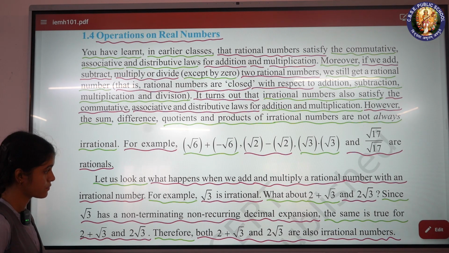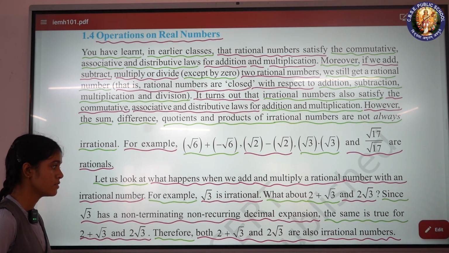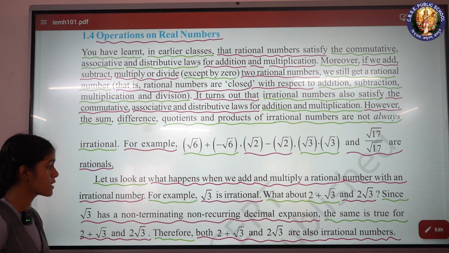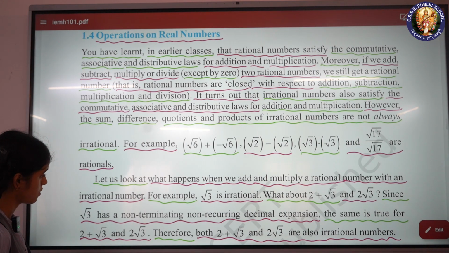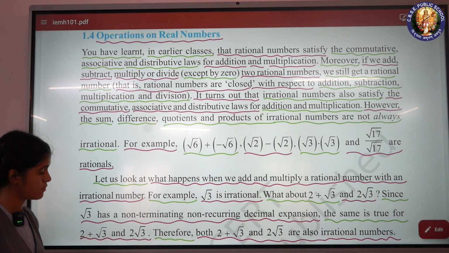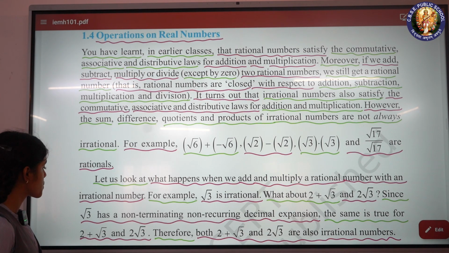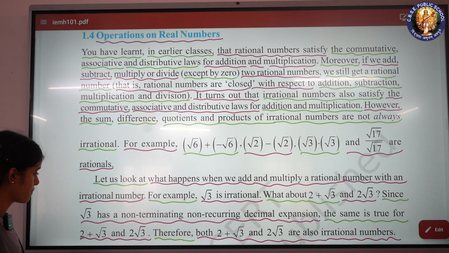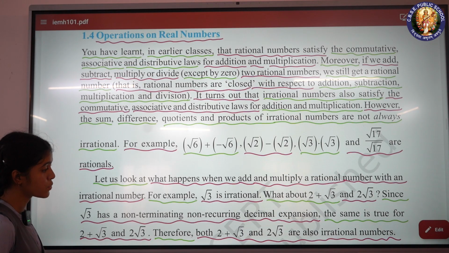Let us look at what happens when we add and multiply a rational number with an irrational number. For example, root 3 is irrational. What about 2 plus root 3? And 2 root 3? Since root 3 has a non-terminating, non-recurring decimal expansion, the same is true for 2 plus root 3 and 2 root 3. Therefore, both 2 plus root 3 and 2 root 3 are also irrational numbers.